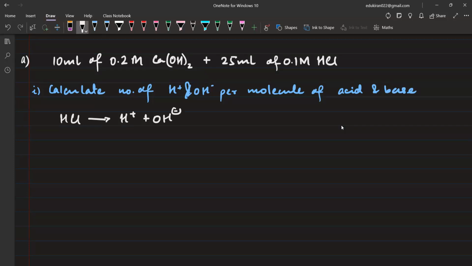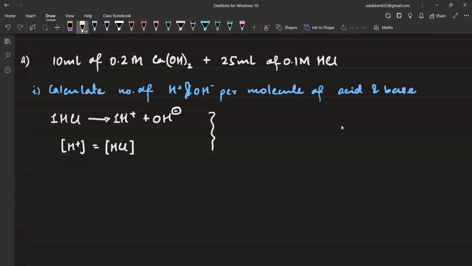You should know how to write this. This is what is expected from you guys. So from here I can say, if I have 1 mole of HCl, I will get 1 mole of H positive. That means the concentration of H positive will be equal to whatever be the concentration of HCl. Make sense? Yes or no? Please tell me. Yes, sir. Okay. What about the base?